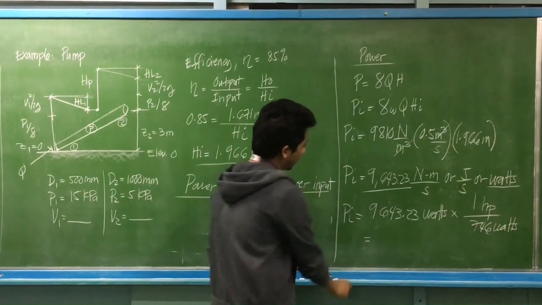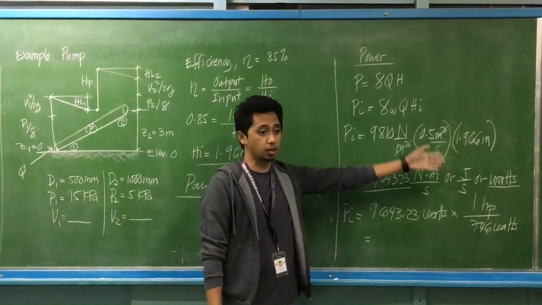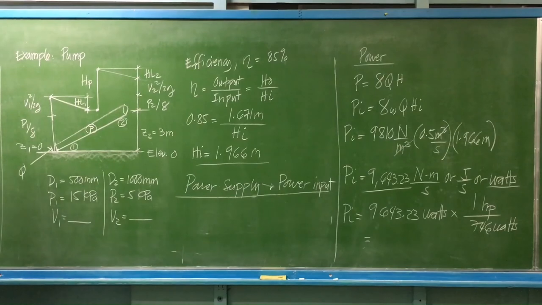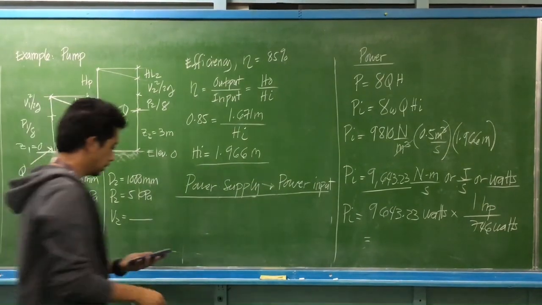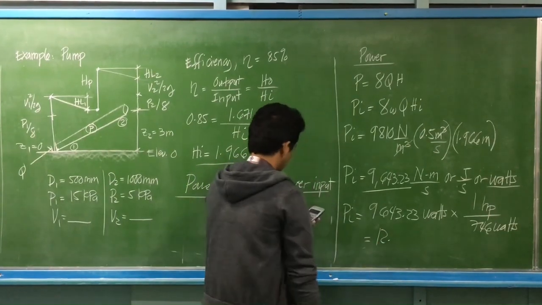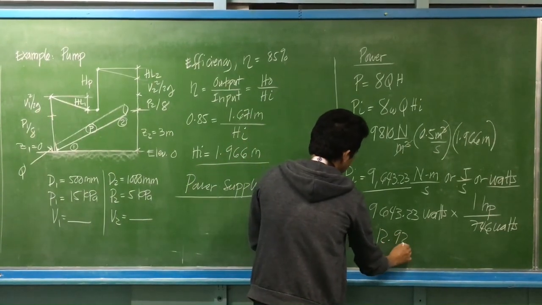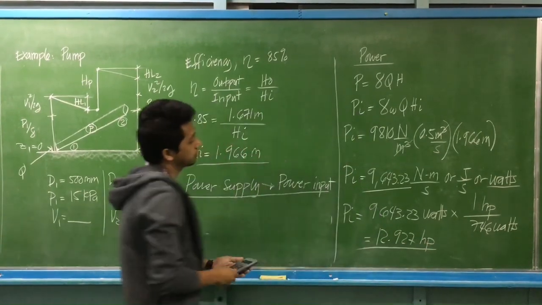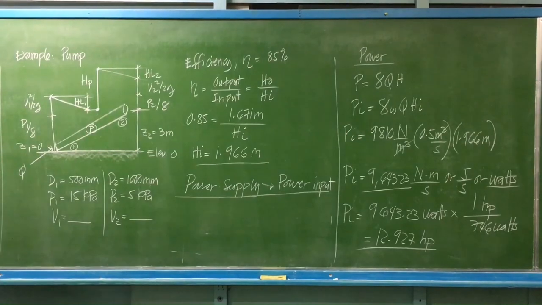But anyway, ito na yung sagot natin since the required unit is watts. Just to convert it to horsepower, that is the same as 12.927 horsepower. Yeah. That is our example for fluid flowing in a pipe with a pump.